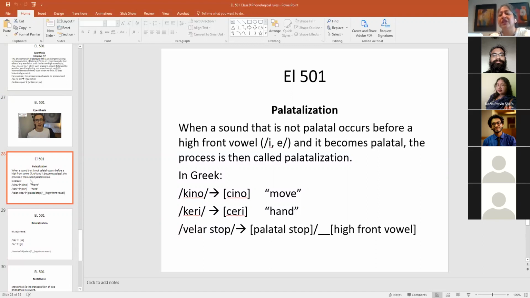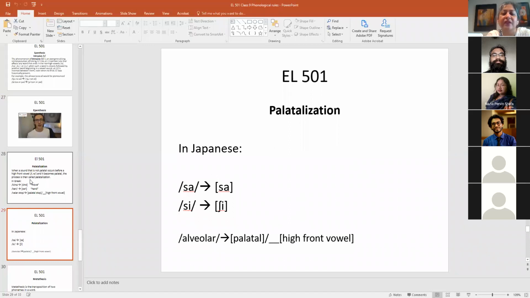So you have the rule. Remember how we write phonological rules. A velar stop becomes a palatal stop, slash, in the environment of when it occurs before a high front vowel. That is what palatalization is. And guess what? We do palatalization in Bangla too. Can anyone give me an example? Let's look at the Japanese and then maybe you'll be able to give me an example of palatalization in Bangla.